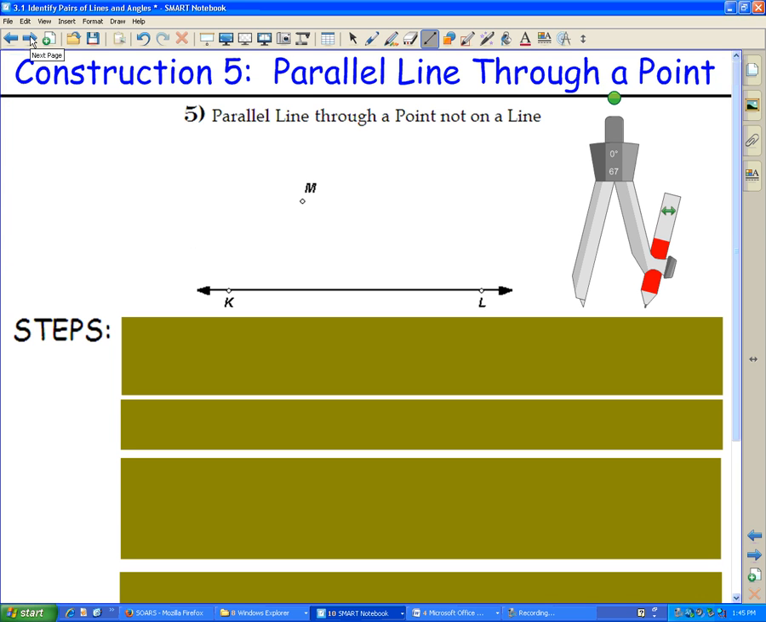So here is the construction. Let's go ahead and go through this. We're going to be given a line, and we're going to be given a point that's not on the line. So our line is KL, and our point that's not on the line is point M.